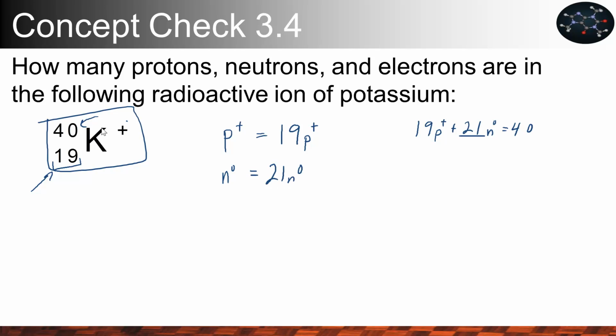Excellent. Positive 1 charge. Okay, so 19 protons. Remember, we can't change the number of protons. Minus the number of electrons is going to equal plus 1. So we must have 18 electrons. All right, you're experts in this now.